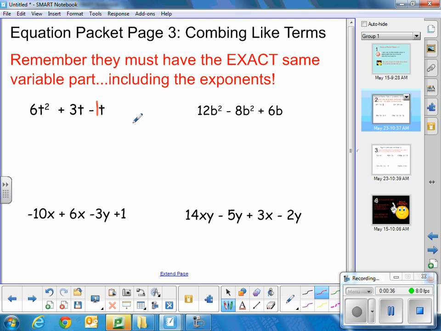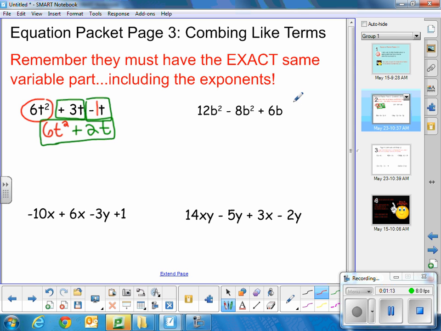Now when I go to combine like terms, these are all t's, but this one here is a t squared where the others are just t's. So this guy, he doesn't have any friends. He's just 6t squared. And then the positive 3t is going to go with this negative 1t. 3t plus a negative 1t is 2t, so plus 2t. That right there is your simplified expression.